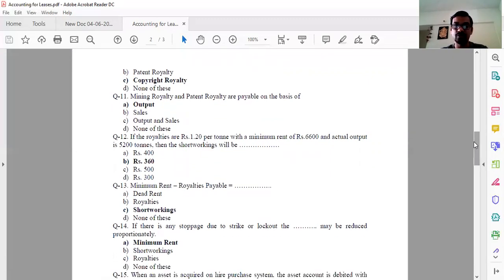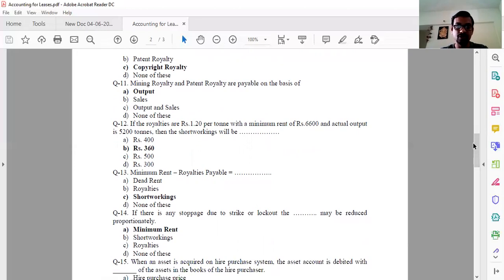If the royalty is rupees 1.20 per ton with a minimum rent of rupees 6,600 and actual output is 5,200 tons, then the short workings will be rupees 400, rupees 360, rupees 500, or rupees 300. So how to calculate it? Output into rate of royalty, that is 5,200 into 1.20, so it is 6,240. Therefore, it is deducted from the minimum rent. Minimum rent minus royalty. So 6,600 minus 6,240. The right answer comes to 360.